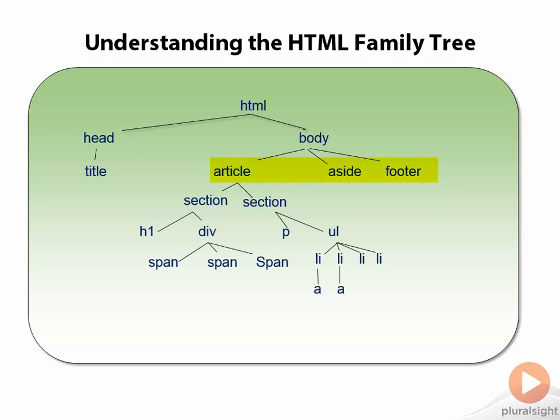And to review briefly, article, aside, and footer are siblings. The two sections are siblings. The H1 and div are siblings. The P and the UL are siblings, but the H1, div, P, and UL are not all siblings to each other. You must share a parent. The three spans are siblings as they share the div as the parent.